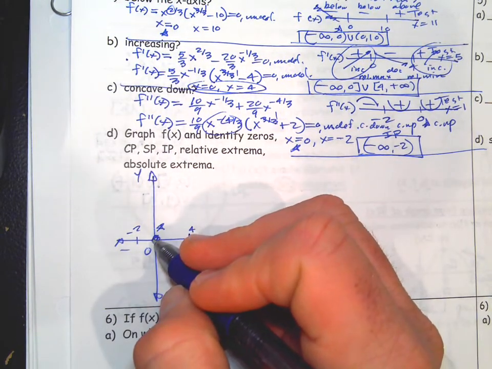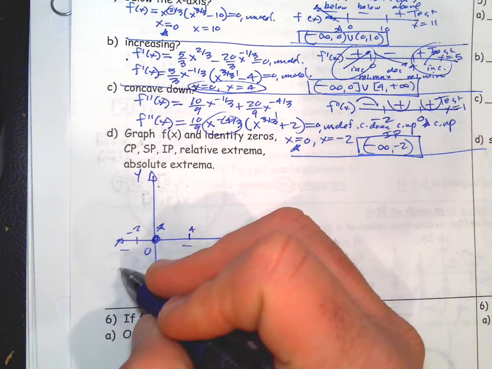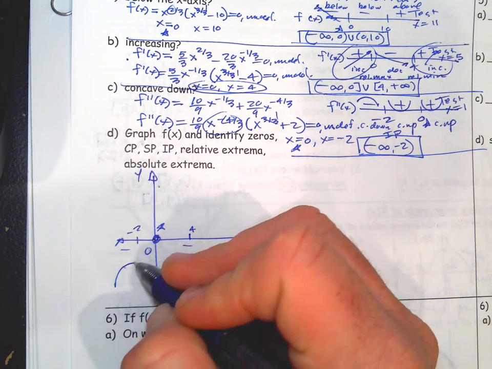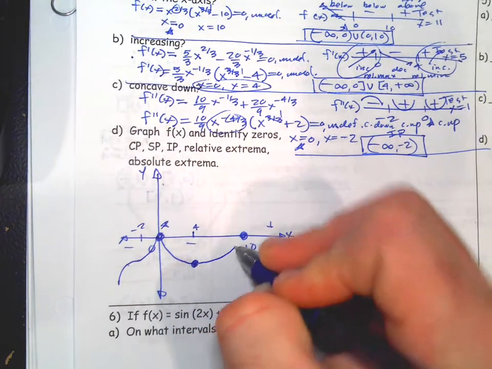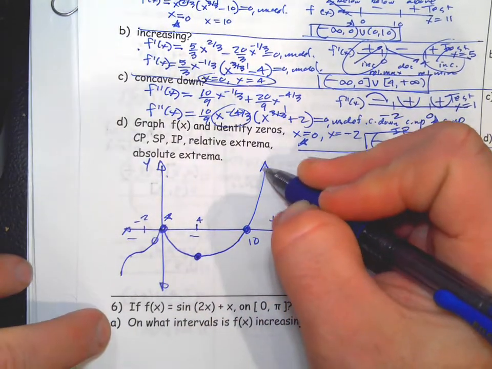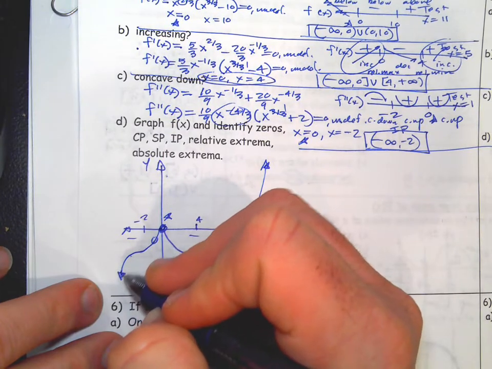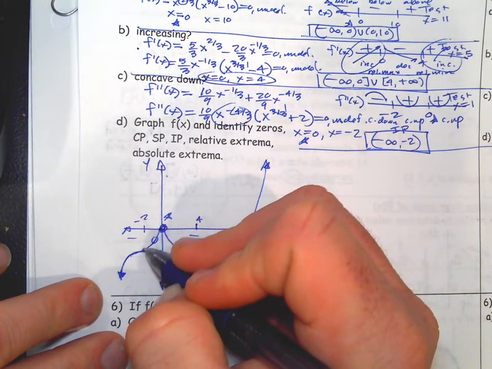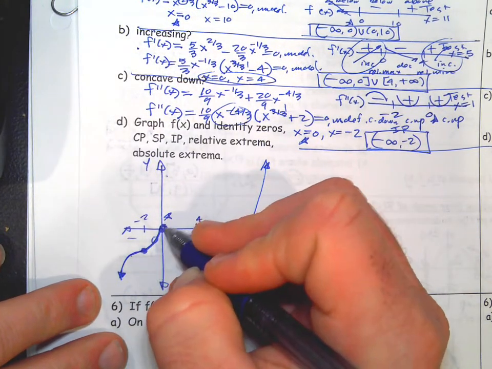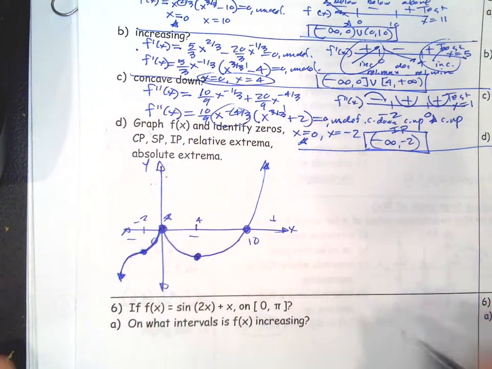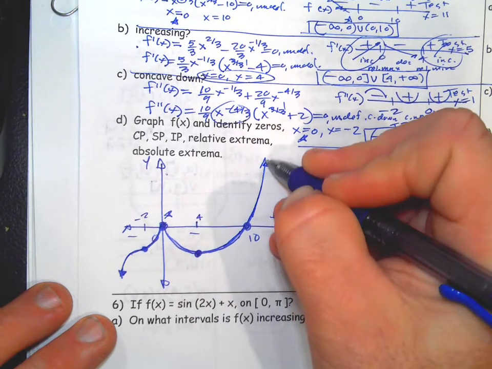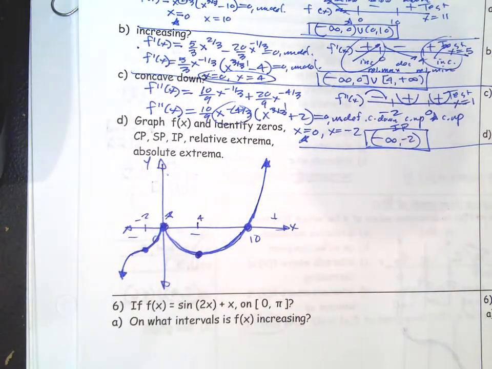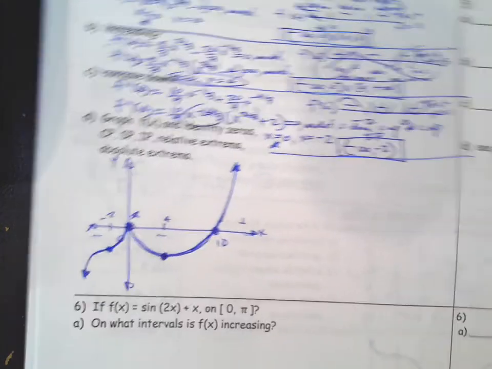So it's concave down, then it's concave up, and then it's still concave up, and it goes through here. It's concave up all the rest of the way. So something like that seems pretty good. Matches all the information in the picture. Okay, got a couple more.